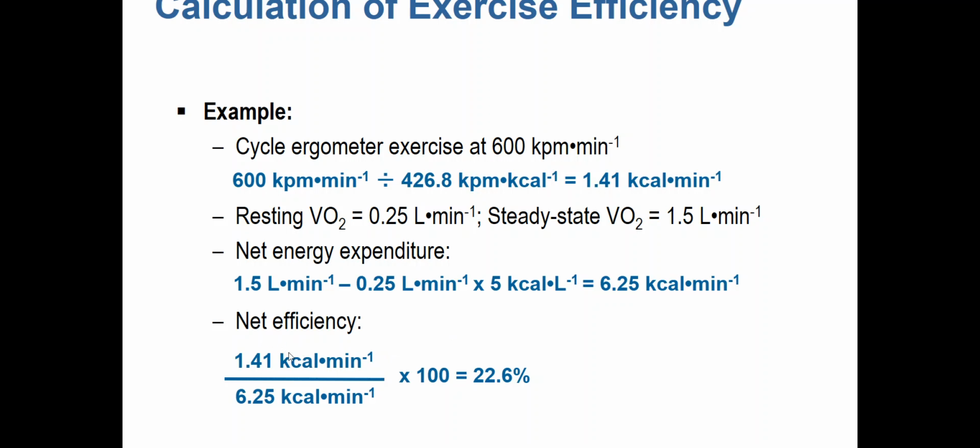So if we have the work rate on top, and we have the net energy expenditure underneath, the quotient of the two multiplied by 100, that's how we get the total amount of exercise efficiency. So in this case, if a person is exercising at 600 kiloponds per minute, then they are at an exercise efficiency of 22.6% when you determine the amount of energy expenditure.